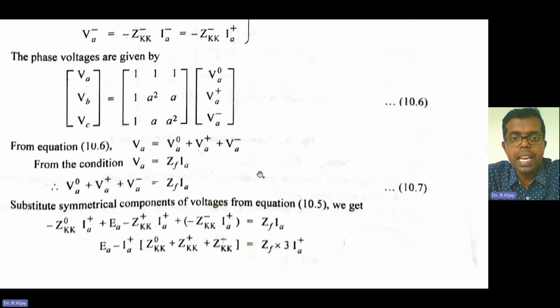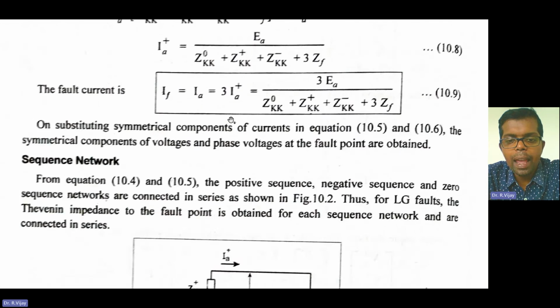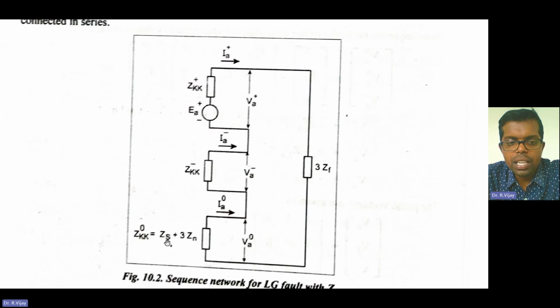Here also, if you see the zero sequence components, what is the zero sequence voltage? VA naught is equal to minus ZKK zero into IA zero, where ZKK zero is equal to ZS plus 3 into Zn. This we have already seen, ZS plus 3 into Zn.